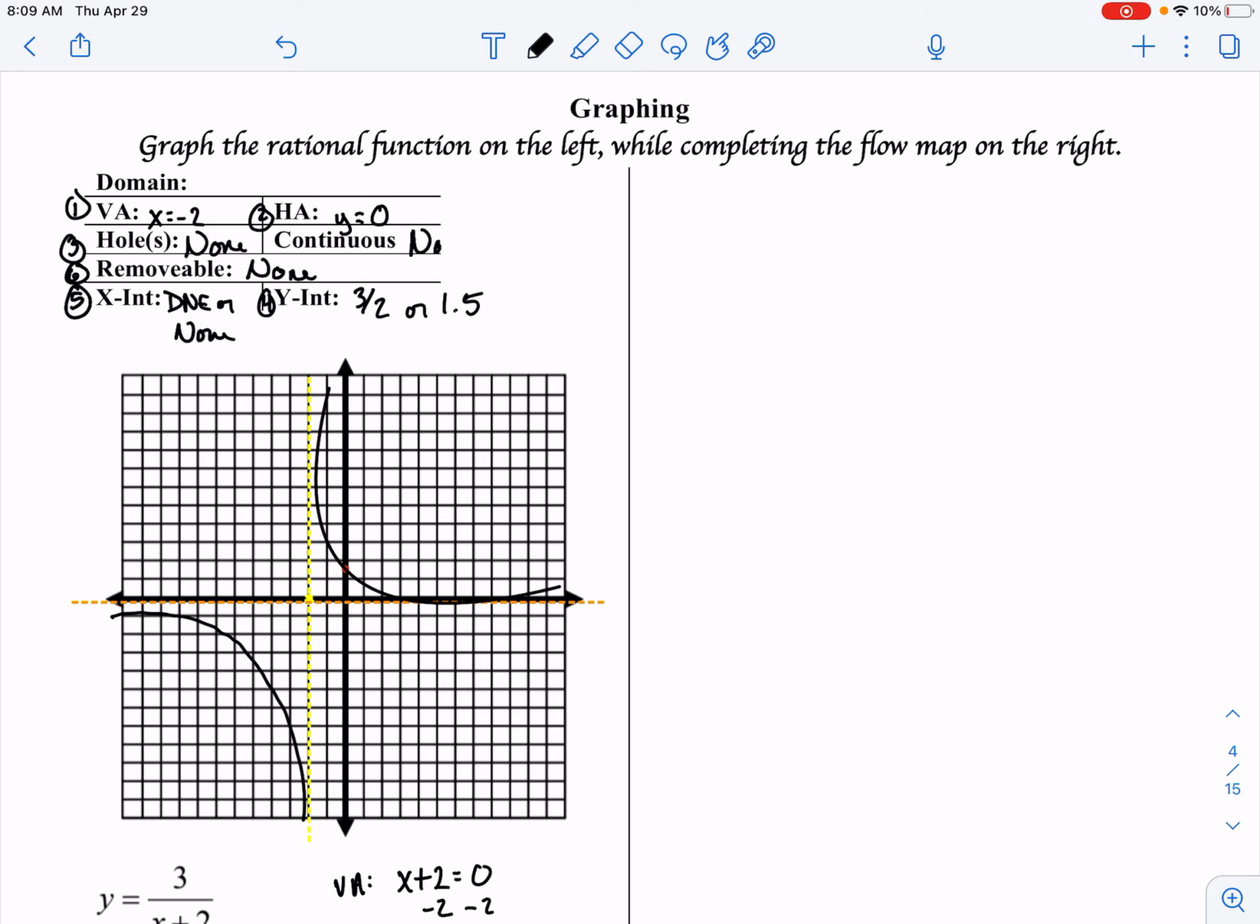I then finish up with domain. The domain of rational functions is negative infinity until our vertical asymptote possibility, which was -2, union -2 to infinity. And then I forgot to put range up here. But this will be from negative infinity to 0, because that's where my horizontal asymptote occurs, or from 0 to positive infinity.